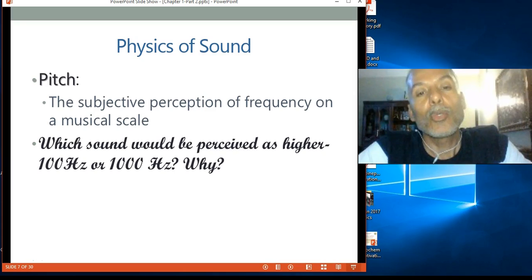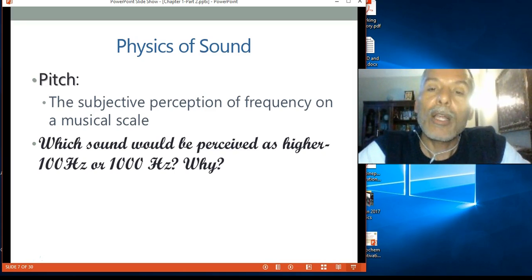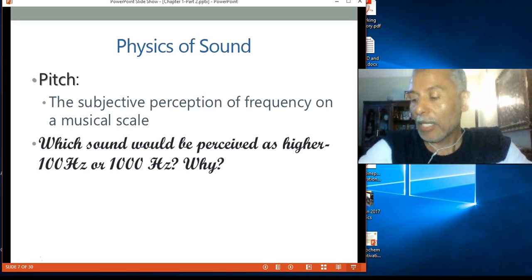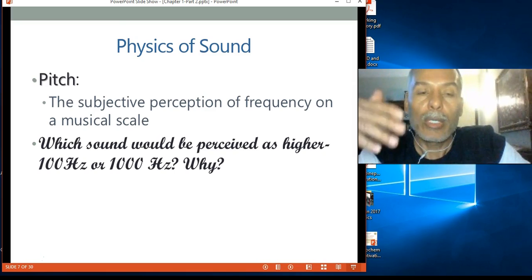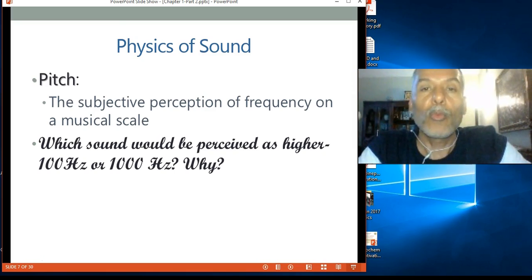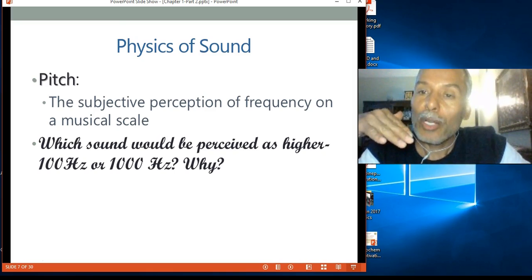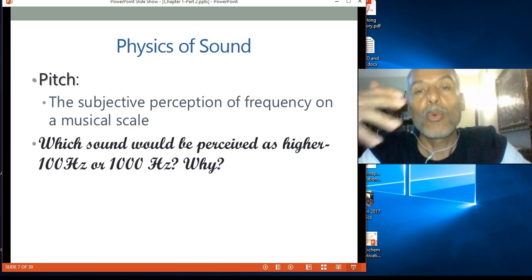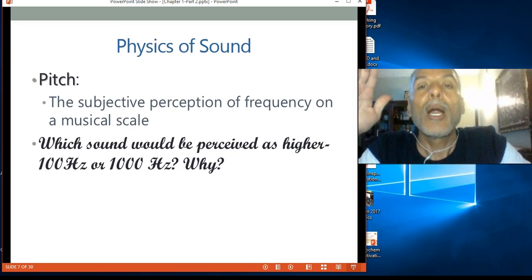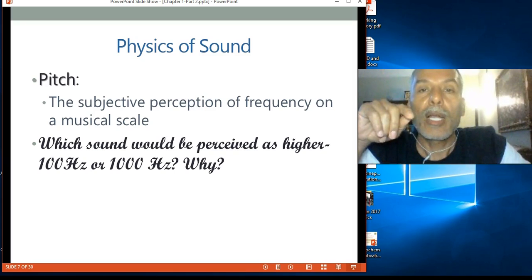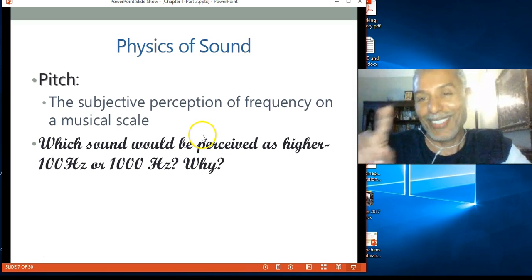Now, which sound would be perceived as a higher frequency? 100 hertz or 1000 hertz? As I explained earlier, when someone says, I go to the movies 4 times a year, that will be low frequency. The one that says I go 12 times a year, that will be higher frequency. So which one is higher frequency here, 100 or 1000? Great. I know you got it.